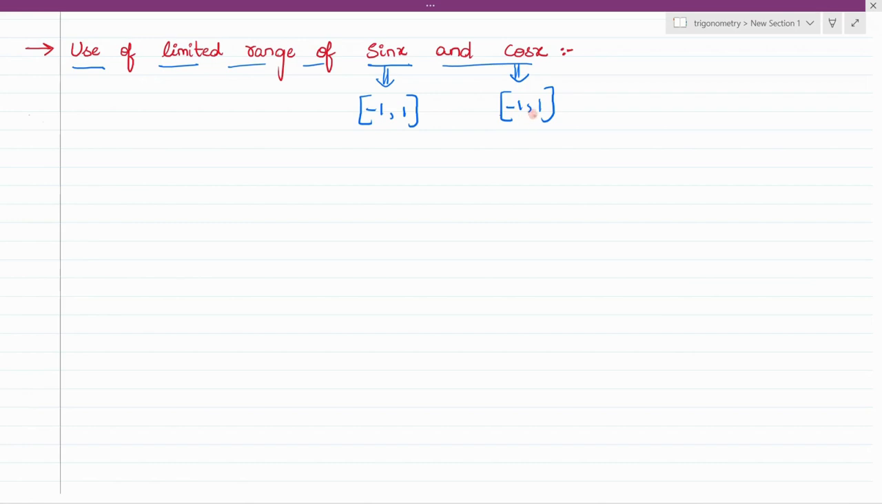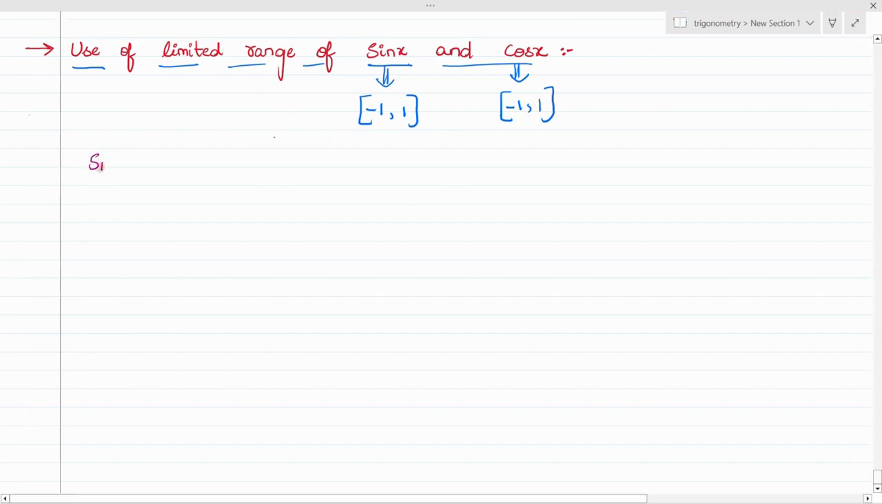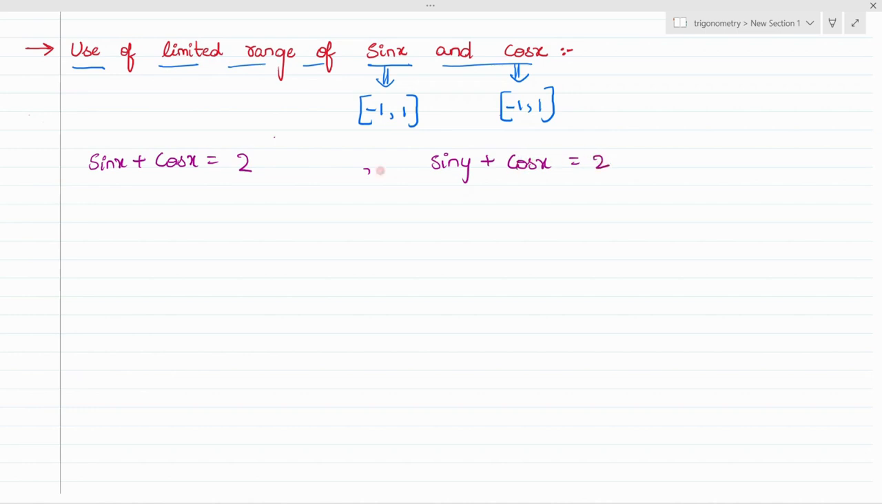So how to use this range concept in trigonometric equations? For example, you have two equations. One is sin x plus cos x is equal to 2. The other is sin y plus cos x is equal to 2. In these two equations, which equation is possible and which is not possible? Think carefully. This equation is possible and this is not possible.